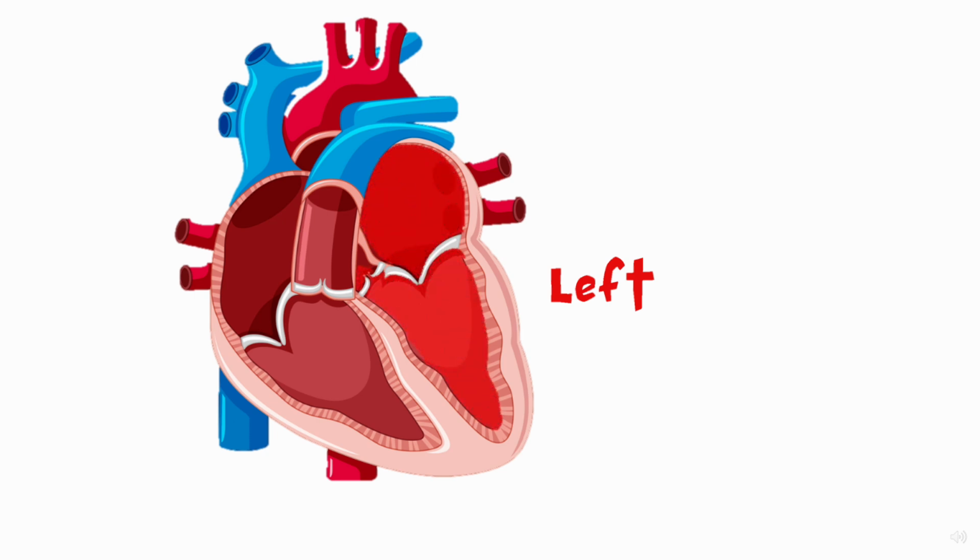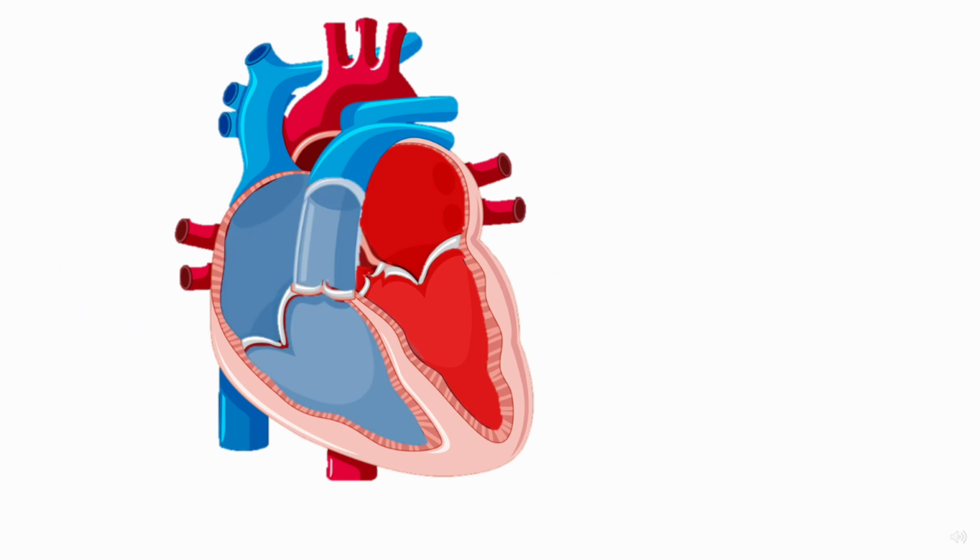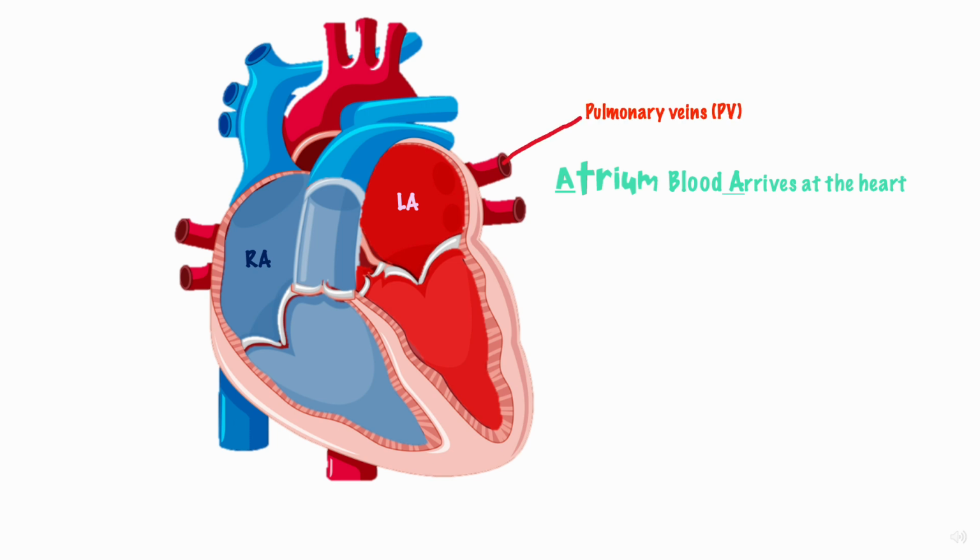The left side of the heart deals with oxygenated blood, which is loaded with oxygen, whereas the right side deals with deoxygenated blood, which has been robbed of oxygen. The left and right atrium is where blood arrives at the heart. Veins, which always carry blood towards the heart, feed into these arrival chambers. The pulmonary veins bring oxygenated blood from the lungs into the left atrium, whereas the superior and inferior vena cava bring deoxygenated blood back to the right atrium.